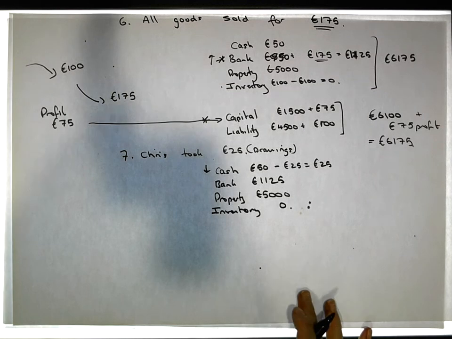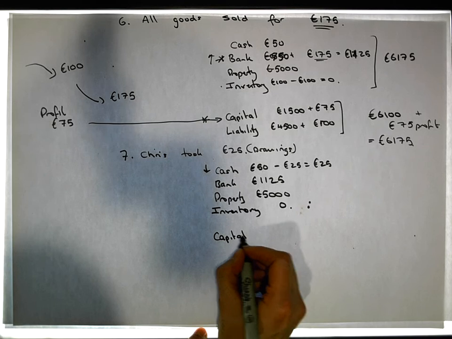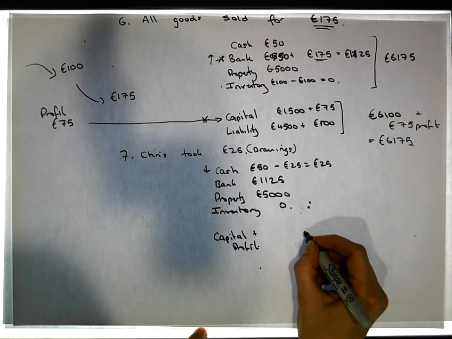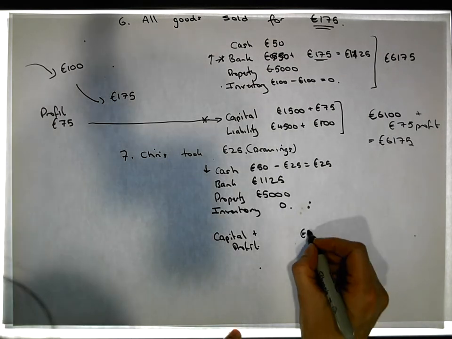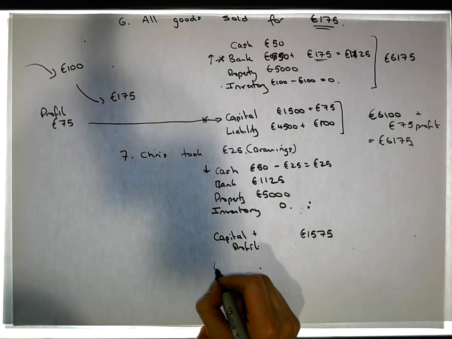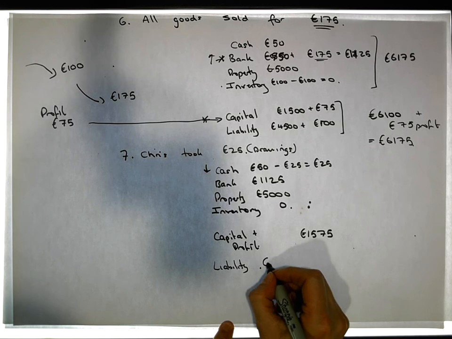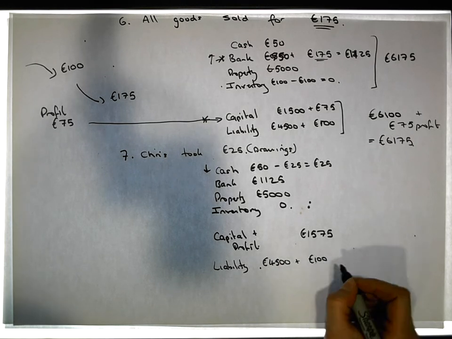Down here now, we have our capital plus our profit coming to 1,500 plus the 75 profit, 1,575. And we still have our liabilities. Our £4,500 to the bank and our 100 to the supplier, because we still haven't paid for that yet.